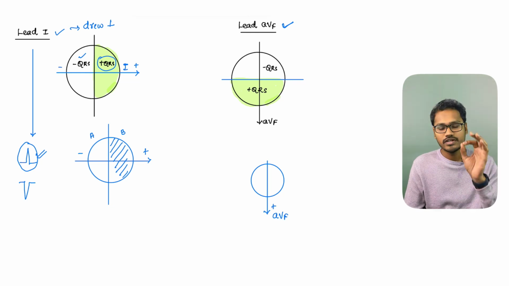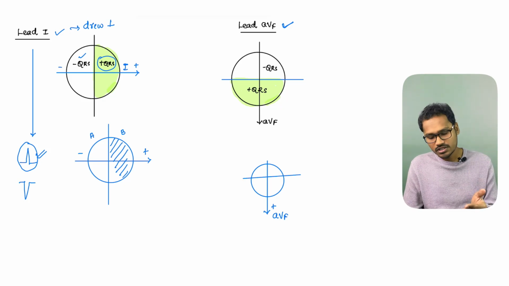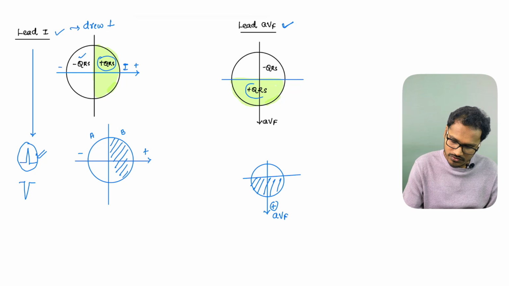So what is the first thing we have to do? We have to draw a perpendicular to it. And whenever it is recording a positive, so here it is positive, so this half is considered positive. The other side will be considered as negative. So as you can see here, this is the positive QRS and the negative QRS.